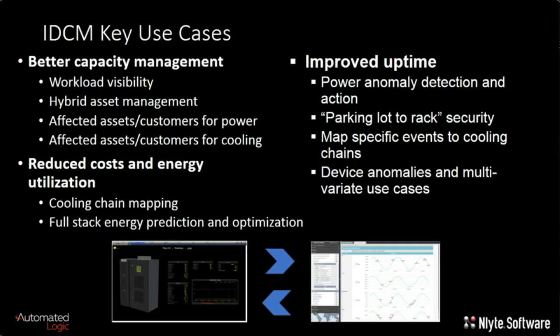And finally, improved uptime. If we have concepts of different power chains have different risks, different data centers may have different risks in terms of security, stability, power availability, and so forth. So we're able to improve uptime. And so overall, integrated data center management delivers via use cases these major areas of benefit: better capacity management, reduced costs, and improved uptime.